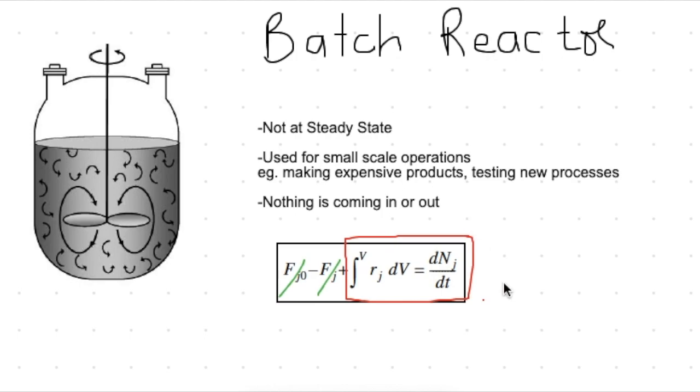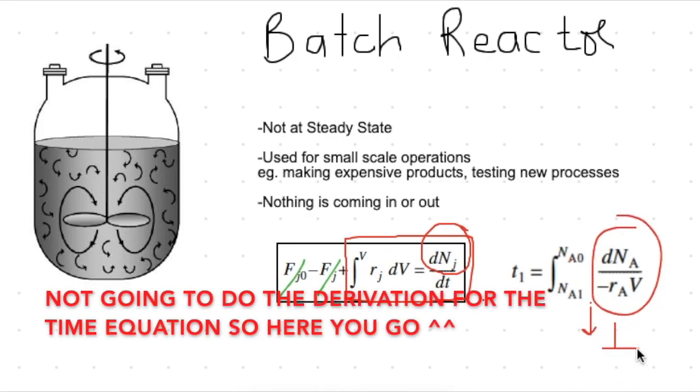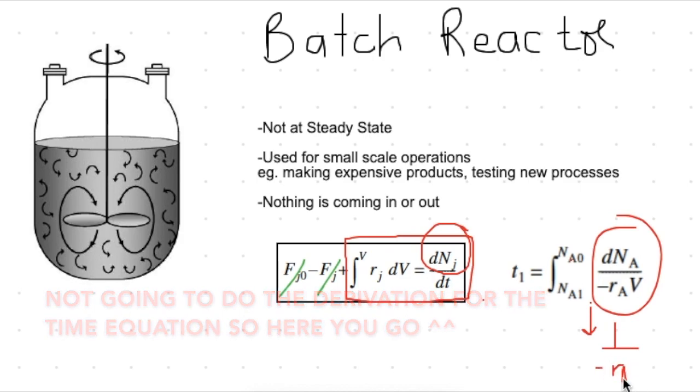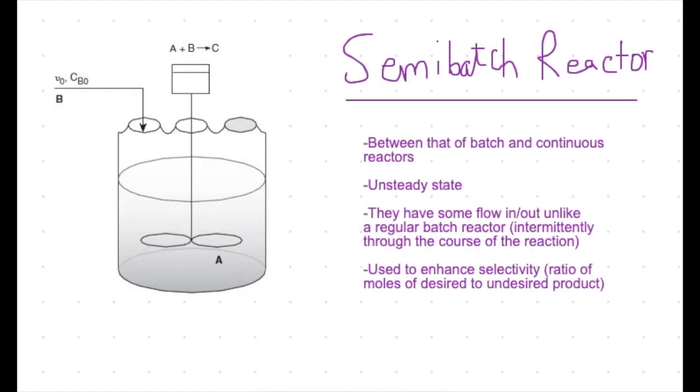We can also rearrange this equation to find time. dNj is the change of moles in the system. We can find the time that it takes to get from number of moles at point A to point B. This part can also be rewritten as 1 over negative rAV. So it is the integral of this portion with respect to NA, which is the number of moles, from NA0 to NA1, initial to final. The next type of reactor we're going to talk about are semi-batch reactors.